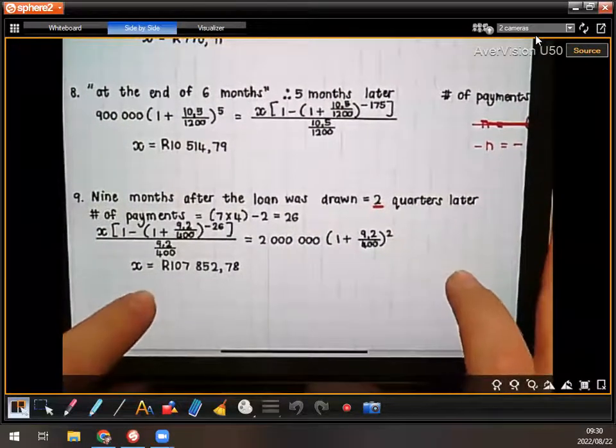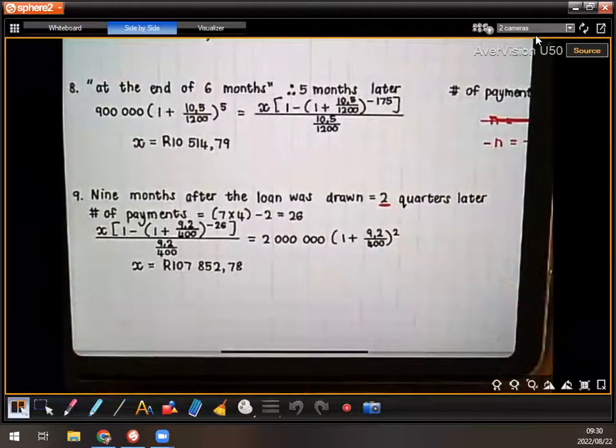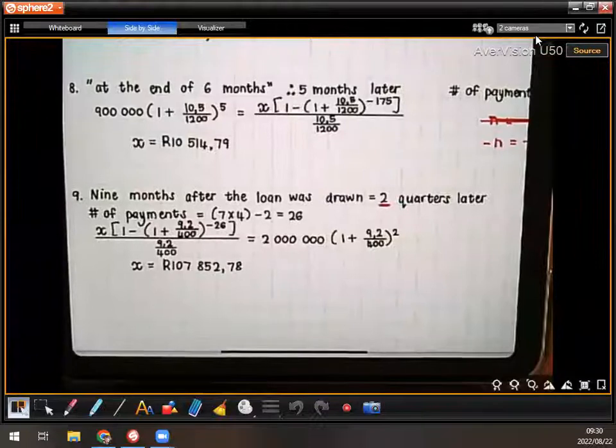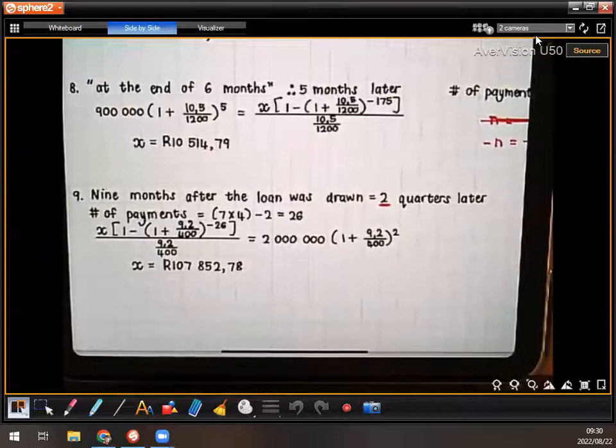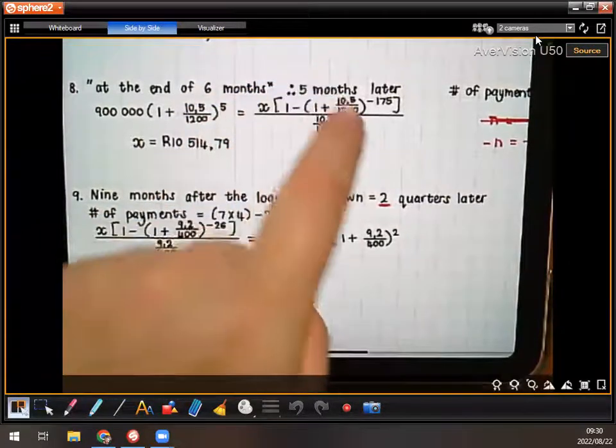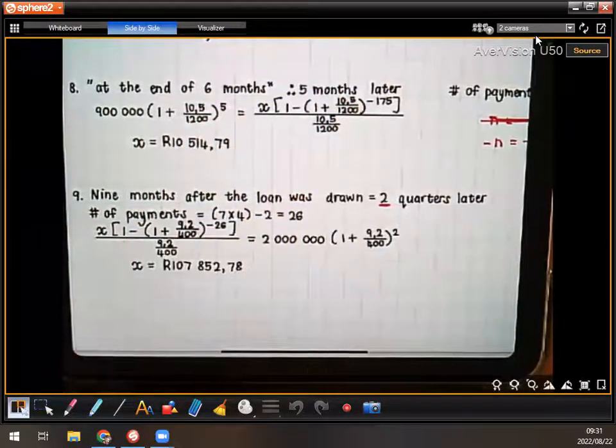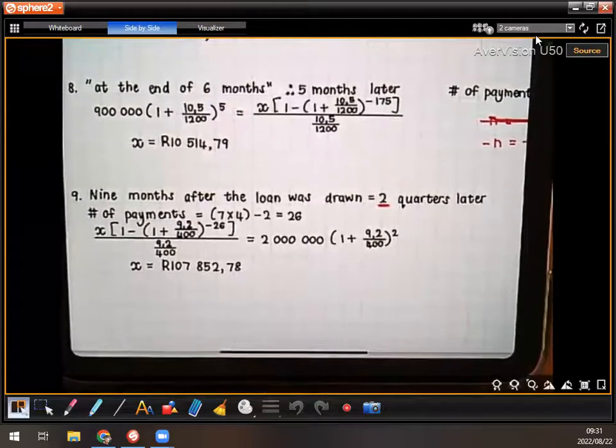Okay, so 9 months after the loan was drawn, we're talking about quarters now, guys. 9 months is 3 quarters. But she would normally make her payment at the end of the first quarter. So she's making her first payment at the end of 3 quarters. That's only 2 quarters later than normal. Like what we said here, at the end of 6 months is 5 months later. At the end of 3 quarters is 2 quarters later. Alright, normally she would make her first payment at the end of the first quarter, so at the end of the first 3 months. Now she's paying 6 months after that, which is 2 quarters.